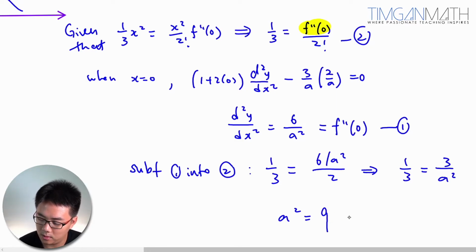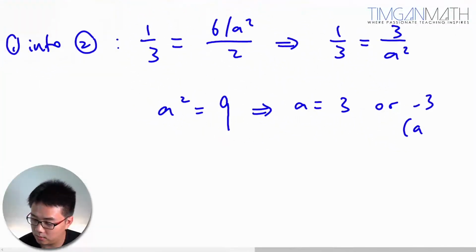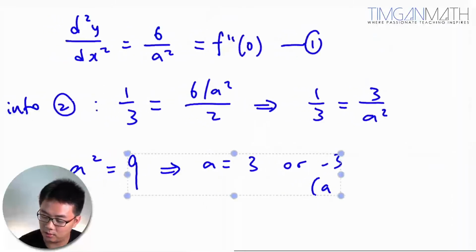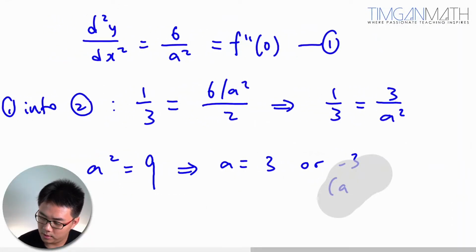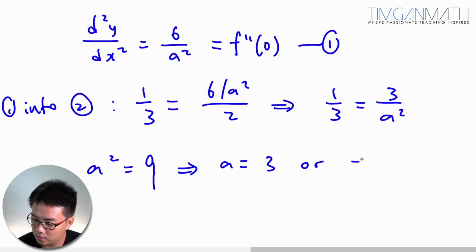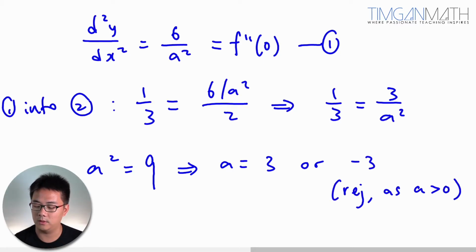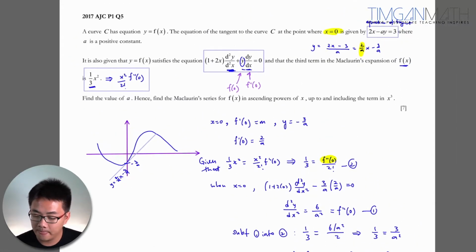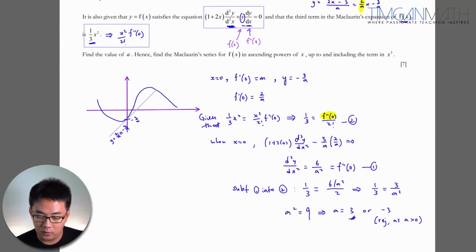So a is equal to 3 or negative 3, but because a is positive, I reject this one over here. Okay, so that's how you do it. Yep, a is 3. Minus 3 is rejected as a is a positive constant. So a is 3. So I managed to get it. That's how you solve this part here, to understand how everything is in the equation.